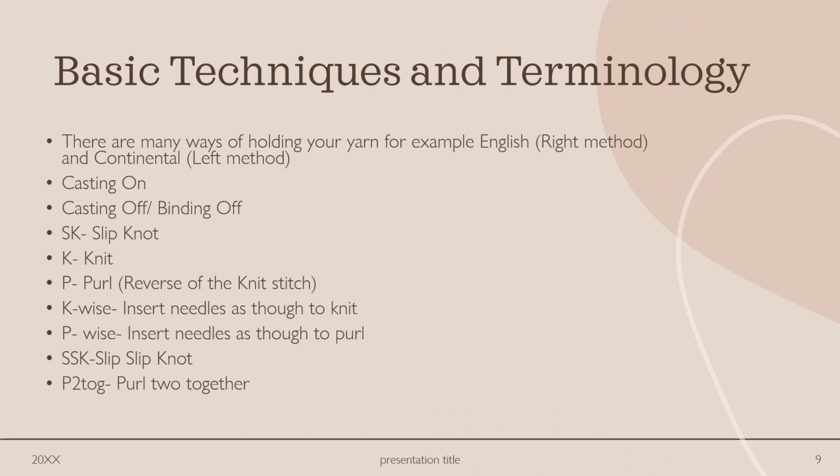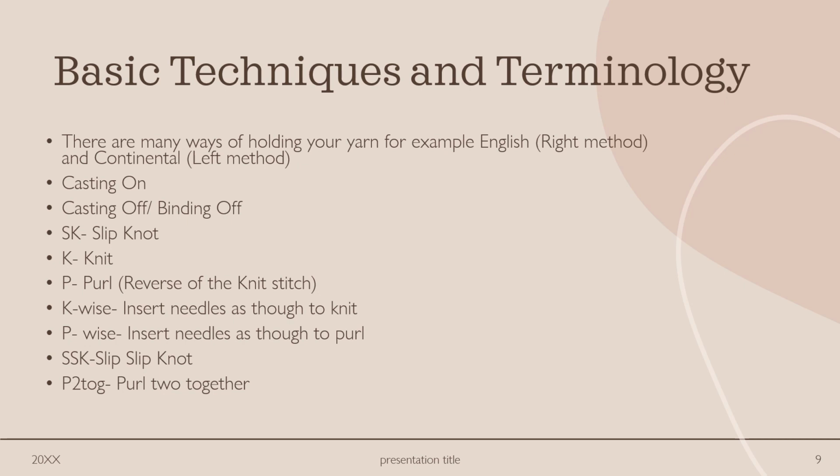Basic techniques and terminology. There are many ways of holding your yarn, for example, English or right hand method and continental or left hand method. Casting on, casting off or binding off. SK, slip knot. K, knit. P, purl, which is the reverse of the knit stitch.